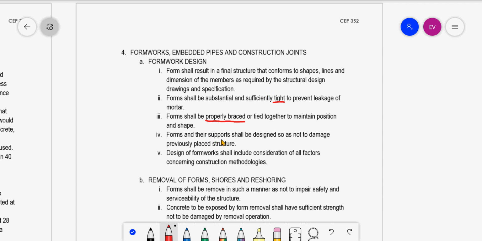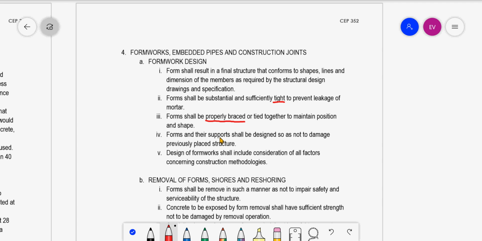Forms and their support shall be designed so as not to damage a previously placed structure. So whenever a formwork is attached to an existing structure, it is to be observed that the existing structure will not be affected by such attachment, erection, and placement of concrete during construction.